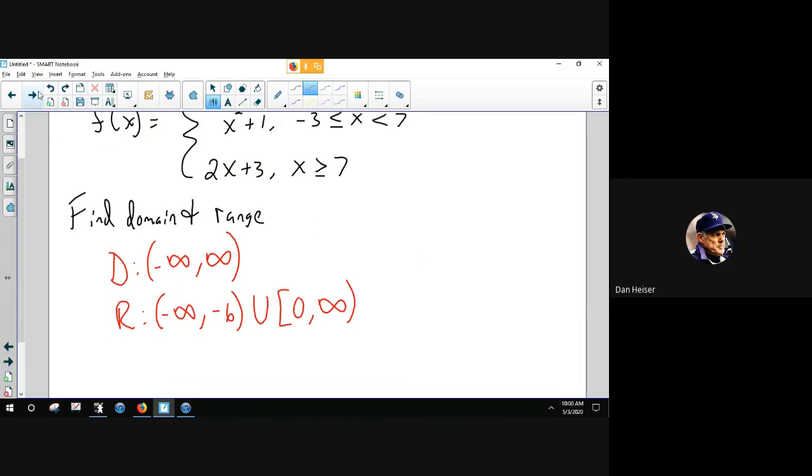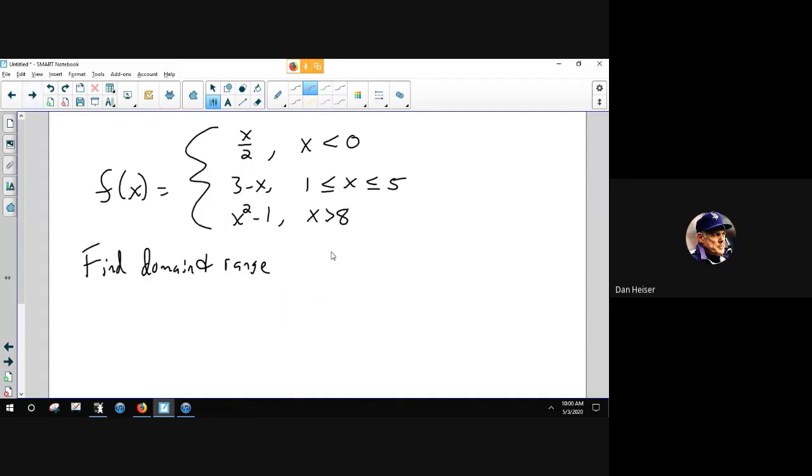Let's look at another one. Here's another piecewise function. Find the domain, find the range. Again, the domain we will get just by looking at the conditions here. X is less than 0. Falls forever. Comes up to 0 and stops.